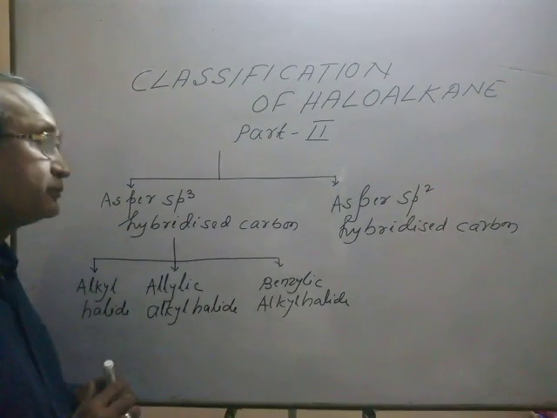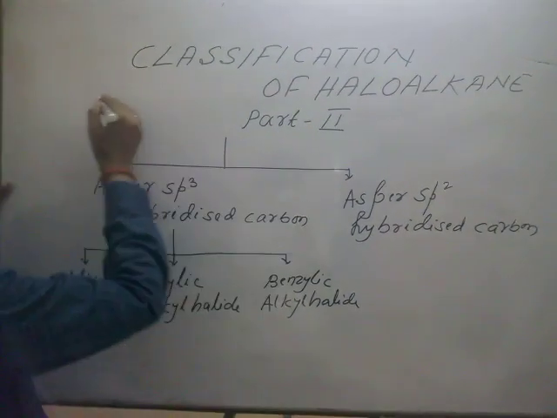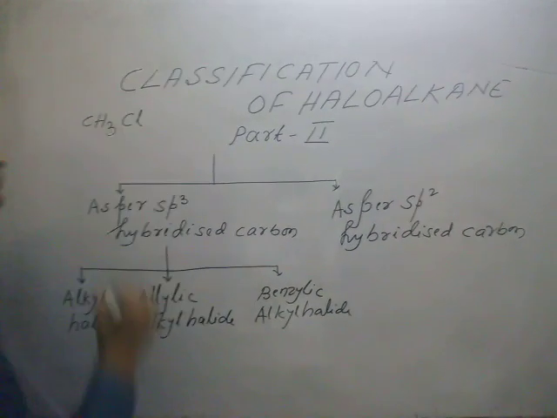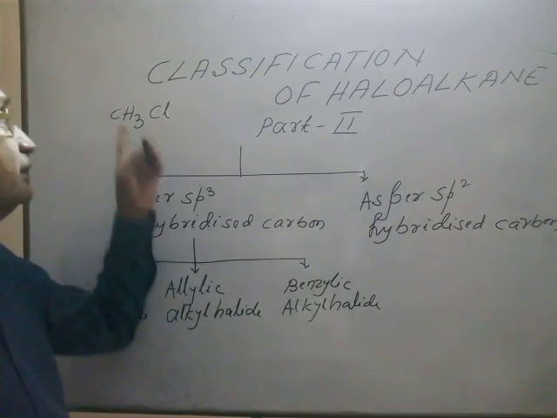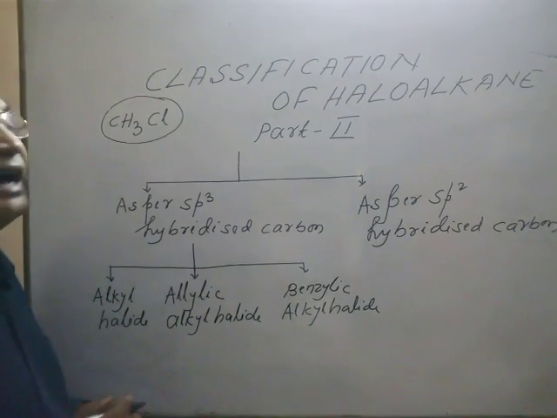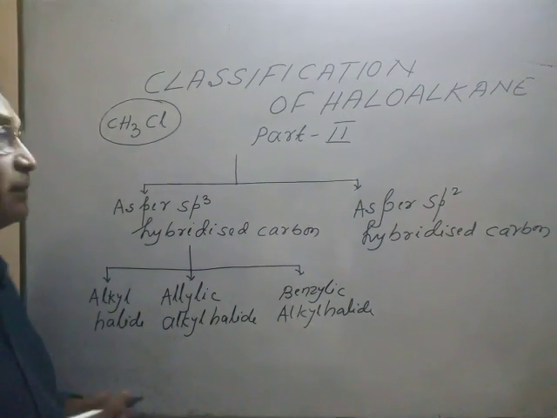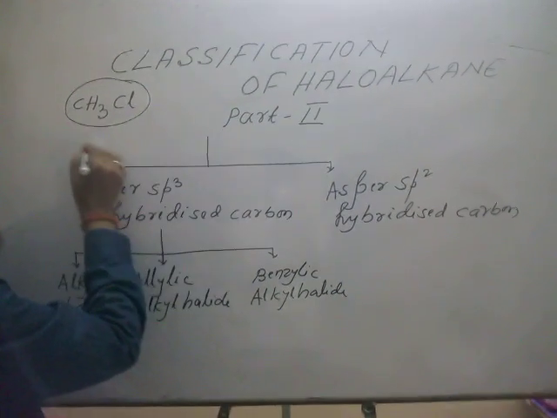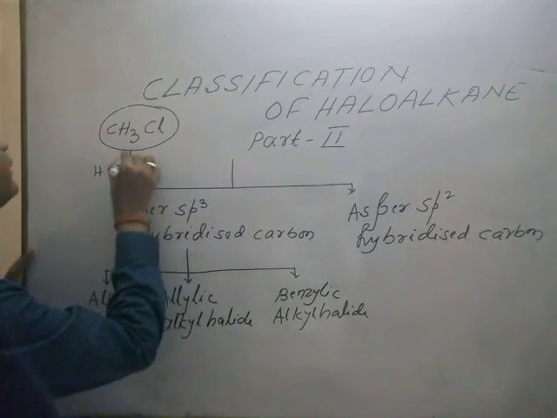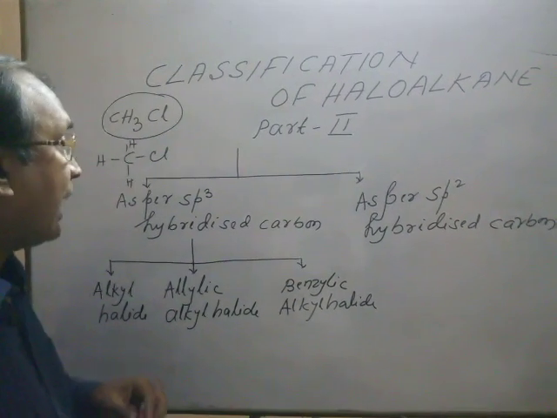If we consider alkyl halide and take the example CH3Cl, here this carbon where the halogen will join is our sp3 hybridized carbon. C, hydrogen, hydrogen, hydrogen, Cl. That is our sp3 hybridized carbon.